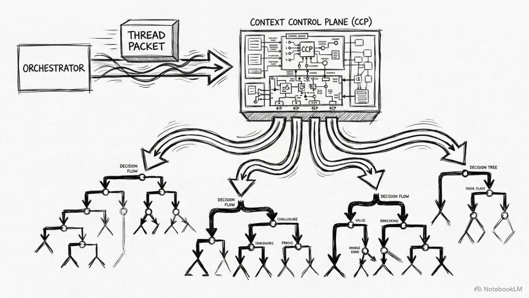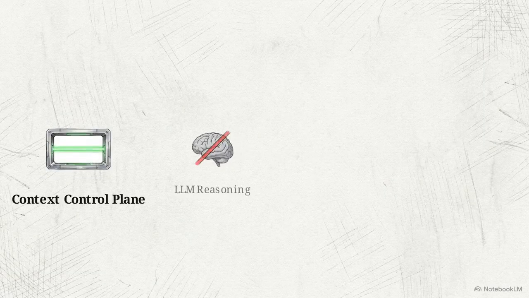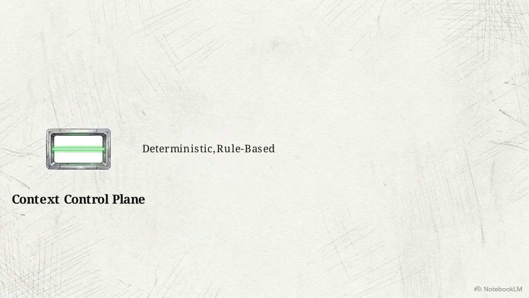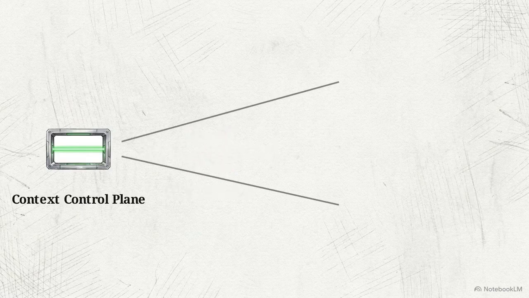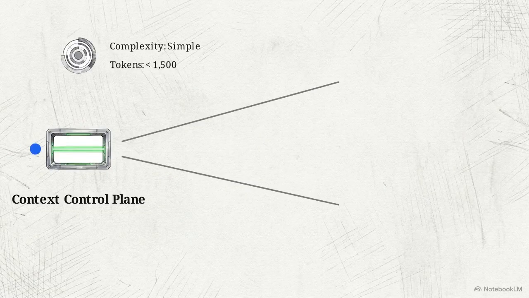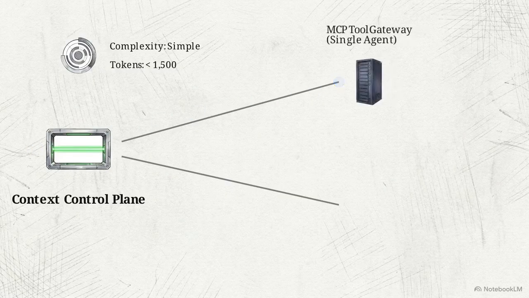The orchestrator delegates the thread packet to the CCP, which is solely responsible for determining how the request is executed. Here, we discard LLM-based reasoning for task delegation. The CCP relies exclusively on deterministic, rule-based routing to choose between a single agent or a swarm. The CCP scans the payload complexity. If it classifies the request as highly predictable and simple, the payload is routed directly to the Model Context Protocol tool gateway for execution by a single isolated agent.